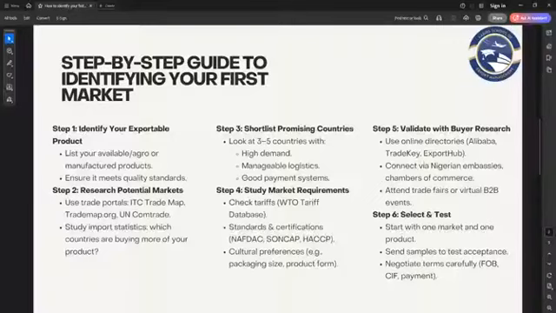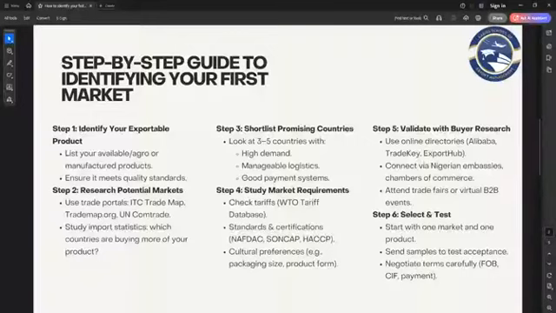Use online directories to search. How do you do that? You use these directories to search for prospective buyers for your exportable product, for your products or your commodities. So connect via Nigerian embassies, chambers of commerce, attend trade fairs and virtual business to business events. Really important.